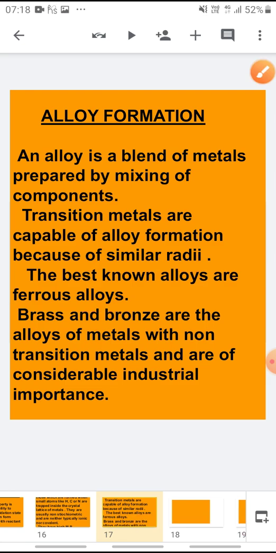Now children, the last topic of your d block element was previously some of the important compounds of transition elements, in which you were to study the preparation, properties and uses of potassium permanganate and potassium dichromate. But it has been removed from the syllabus. So your d block elements is over.